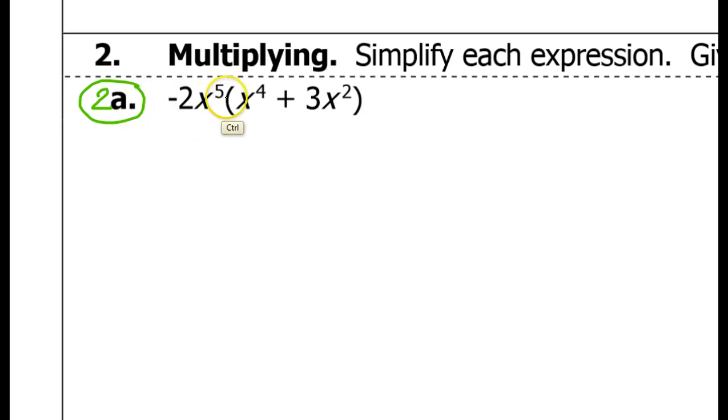Number 2a is a multiplication problem. Since we just have a monomial, we are going to do the distributive property. So I'm going to take my -2x to the fifth power and multiply it by x to the fourth power. That's going to make -2x to the ninth power. Notice that when you multiply variables, you add those exponents. Next, I'm going to multiply -2 times -3, and that's going to make -6. But I'm also multiplying x to the fifth power times x squared, which makes x to the seventh power.